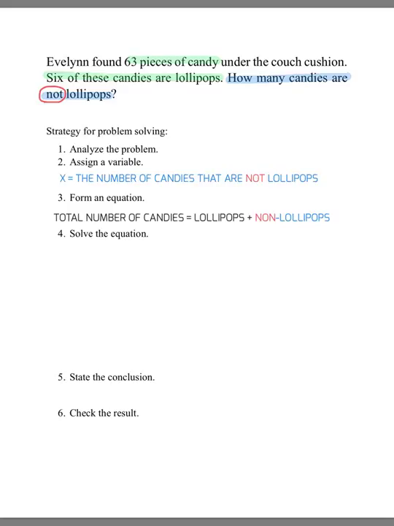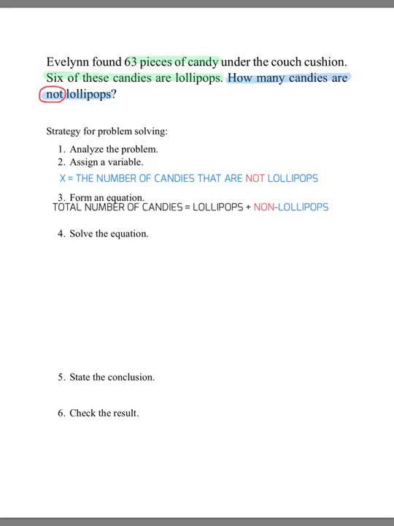So again, we're going to form an equation, and that equation is going to be the total number of candies equals the lollipops plus non-lollipops. In this case, the 63 pieces of candy, you're either going to be a lollipop or you're not. And the good thing is that we know these actual numbers that we could substitute in for. So let's create our equation. There's going to be the equal sign. Now the total number of candies, we know that to be 63. And that's going to be equal to the number of lollipops plus the number of non-lollipops.